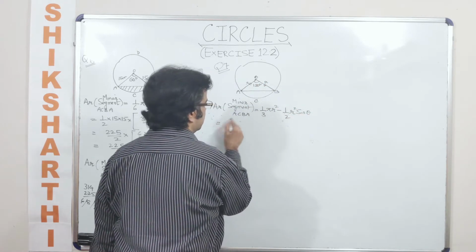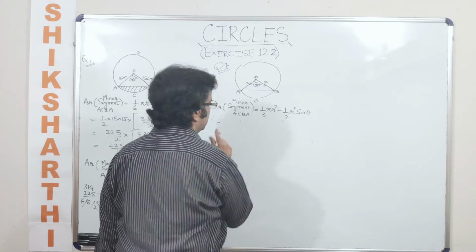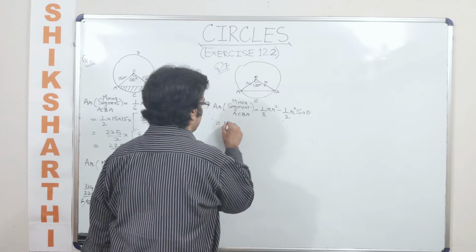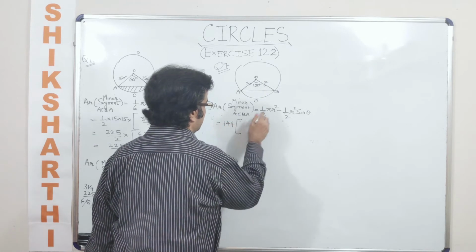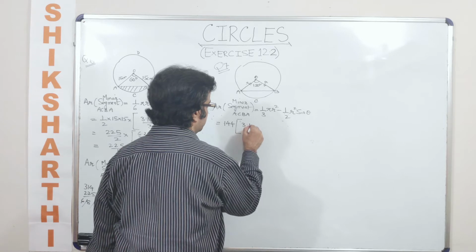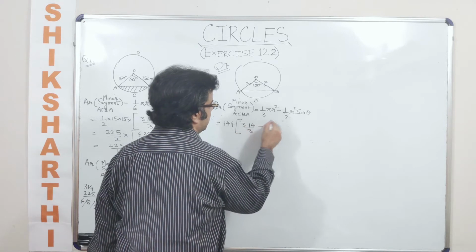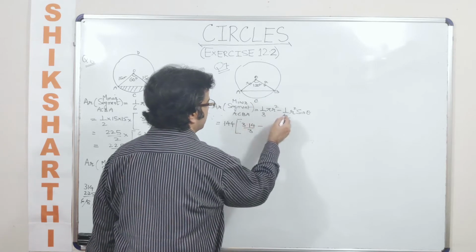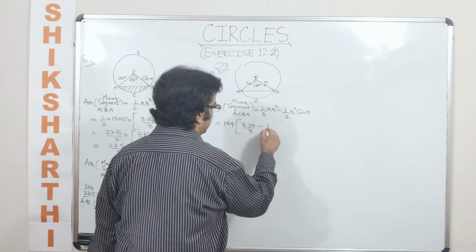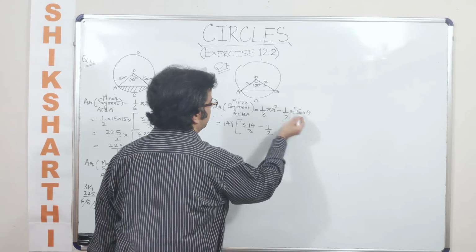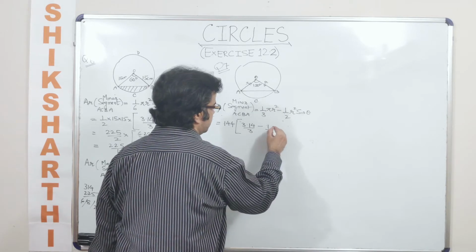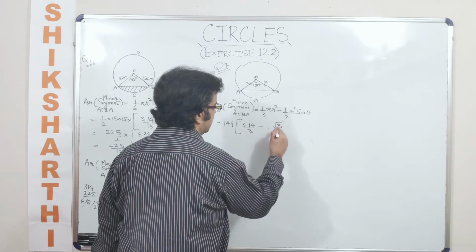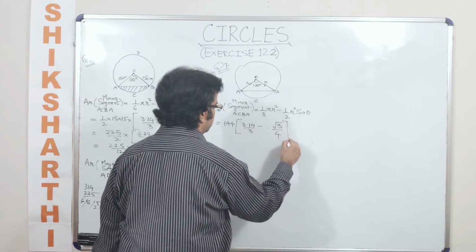So now if I take r square as common, what is the value of r that they have given here? 12, so r square is 144. Now pi by 3, pi they have given as 3.14, by 3 minus half r square. R square has been already taken, and this is half of sine 120, which is root 3 by 2. So this answer can be left as it is.